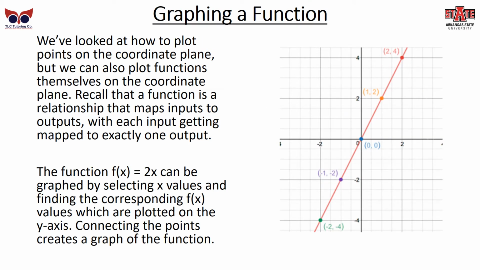So now we've talked about how to evaluate and use functions. Let's talk about graphing a function. We've done graphing on a coordinate plane, but we can also plot functions on a coordinate plane. A function is a relationship that maps inputs to outputs, where every input gets exactly one output. The function f of x equals 2x can be graphed by selecting x values, finding the corresponding f of x, and plotting those on the y-axis. So (0, 0), (1, 2), (2, 4), (negative 1, negative 2), (negative 2, negative 4). Those give me 5 points, and then I draw a straight edge, and I can see this is a line function.